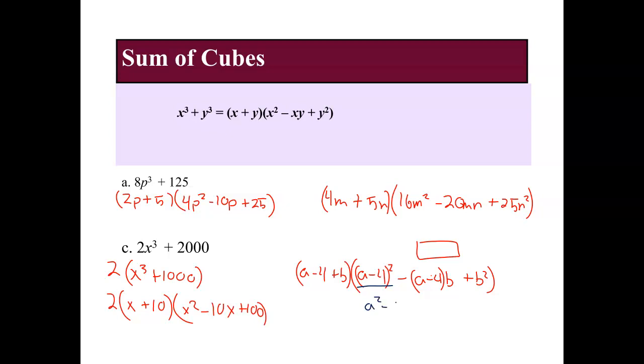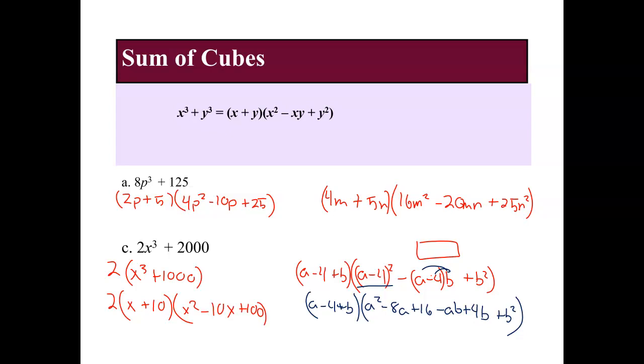A squared minus 8a plus 16. Nothing changes with the first binomial or first trinomial. A minus 4 plus b. So a minus 4 squared expands into a squared minus 8a plus 16. Here we're going to distribute. That b will get distributed, but so will that negative. So we end up with negative ab plus 4b. And then we're left with b squared at the end. If you had any like terms, you would combine them. We don't, so we can't.